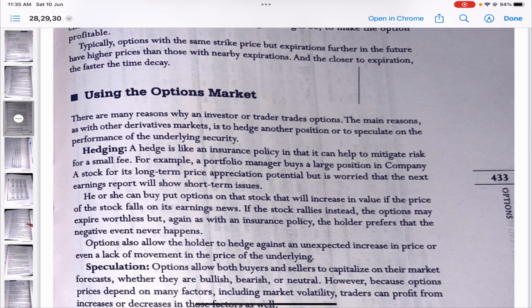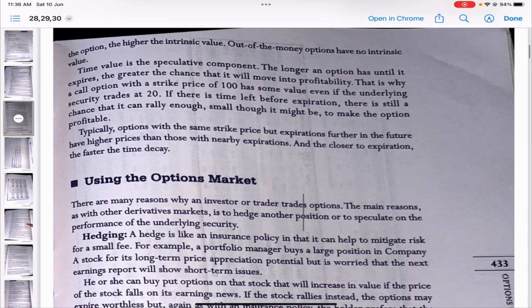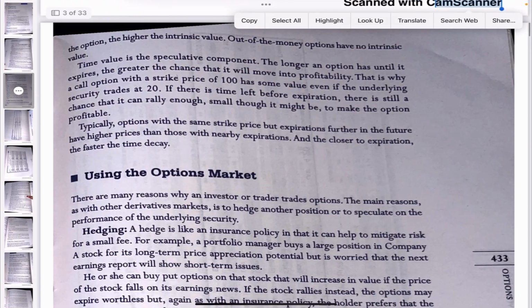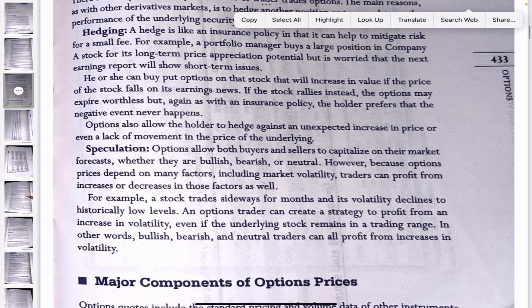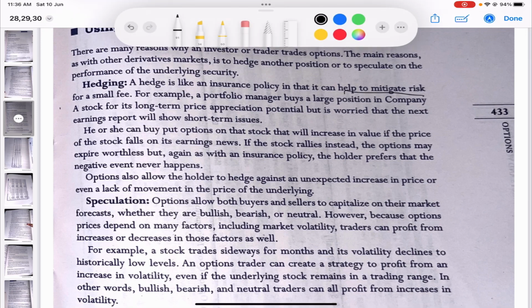There are many reasons why an investor or trader trades options. The main reasons, as with other derivative markets, are to hedge another position or to speculate on the performance of the underlying security. Now what is hedging? I have already explained hedging in the previous chapter, but again let's just read it. A hedge is like an insurance policy, so it helps to mitigate your risk. This is what I have been explaining. It helps in risk management for a small fee.